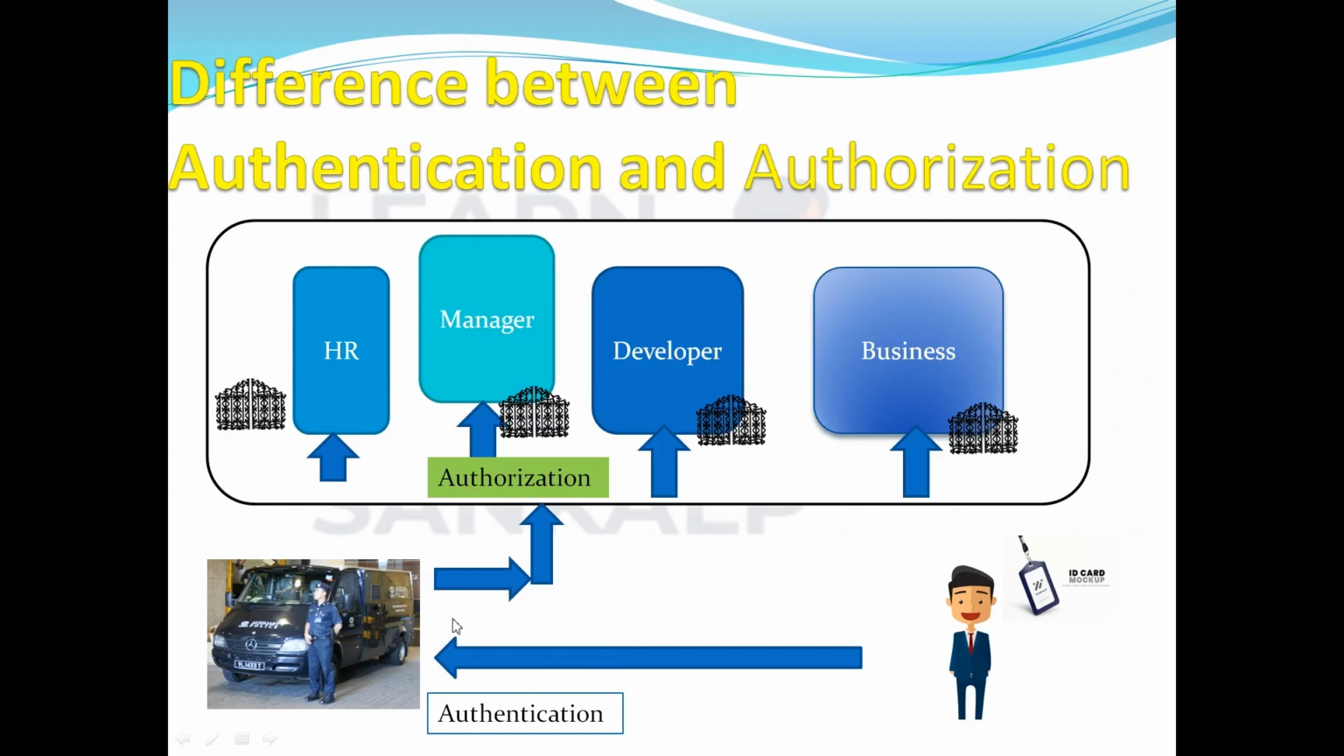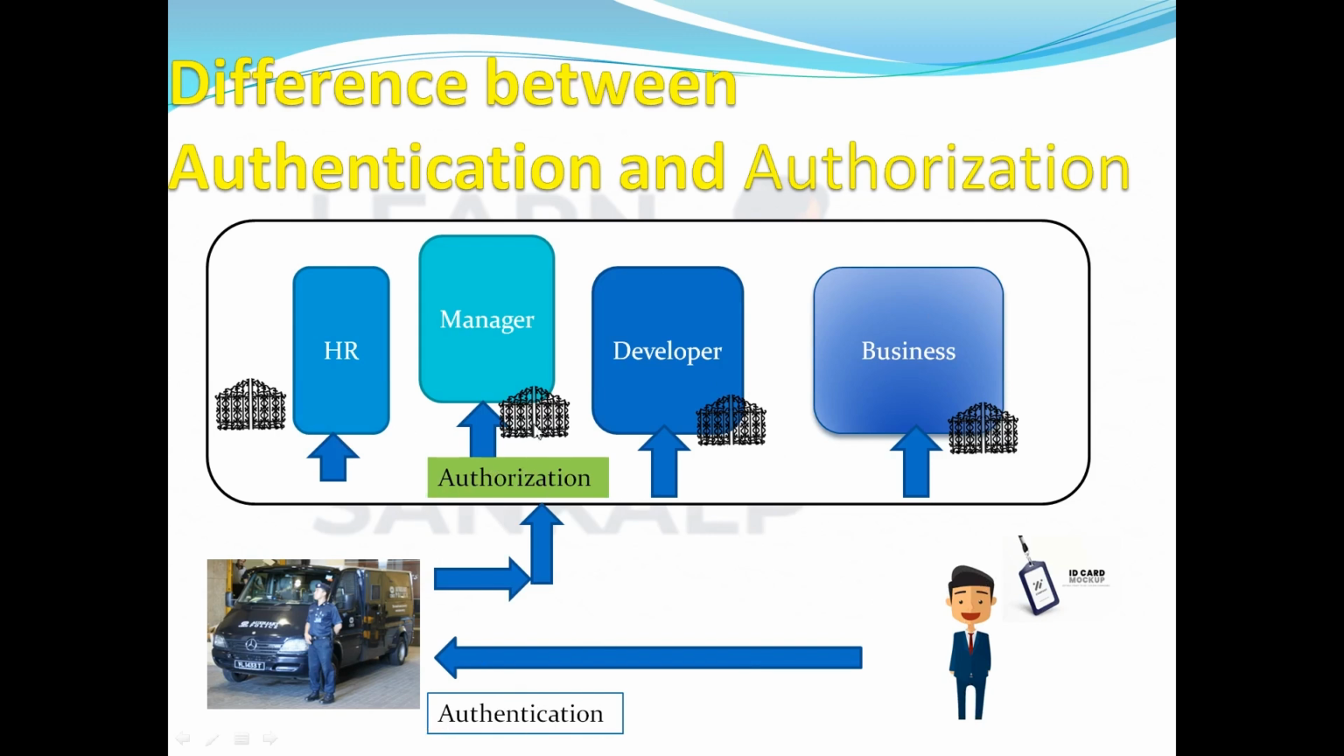This is authentication. After entering the gate, he finds various departments: HR, manager, developer, and business. But he has access only to the developer department. He does not have access to the manager, HR, or business departments. Then it is decided which gate will open for his fingerprint or his user ID and password. This is known as authorization. In this picture, you will understand the difference between authentication and authorization.